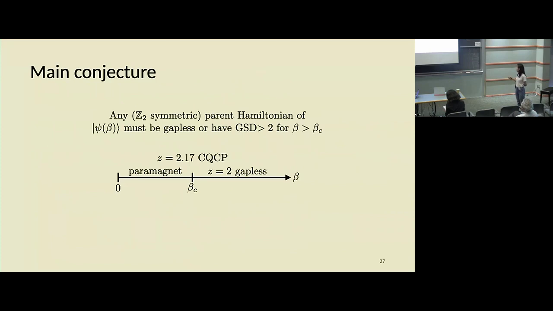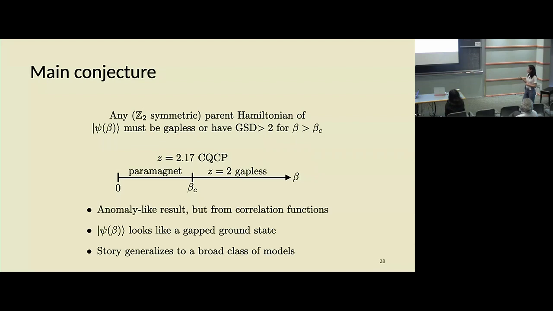The main conjecture is, given that particular Rokhsar-Kivelson state, for beta greater than beta C, any local Z2 symmetric parent Hamiltonian has to be gapless or have ground state degeneracy greater than 2. And so what we found is that this is the paramagnetic phase. This is Z equals 2.17, but this is actually Z equals 2 gapless over here. So it's an anomaly-like result, but it's not from any anomalous symmetry.